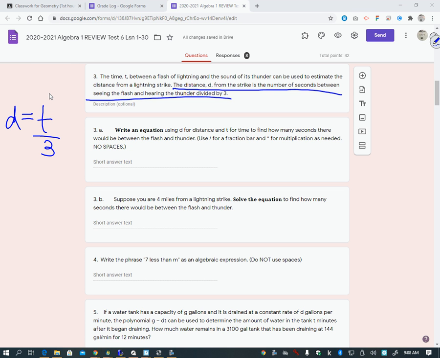All right, so this says write an equation using d for distance and t for time to find out how many seconds there would be between the flash and the thunder. Well, isn't this exactly what we need? d equals t divided by 3. Did we get something wrong here?